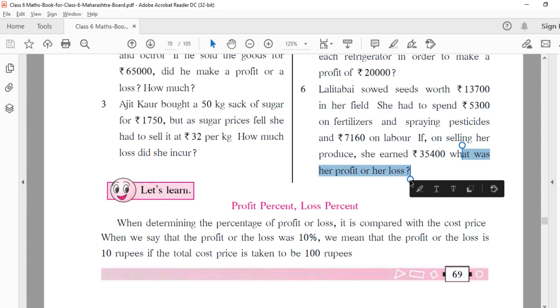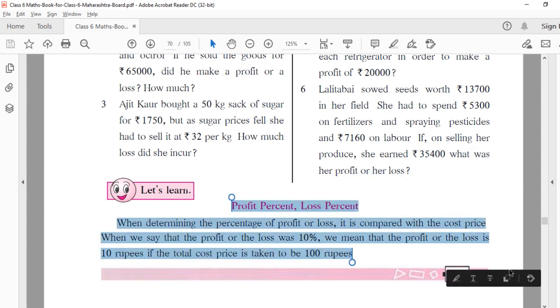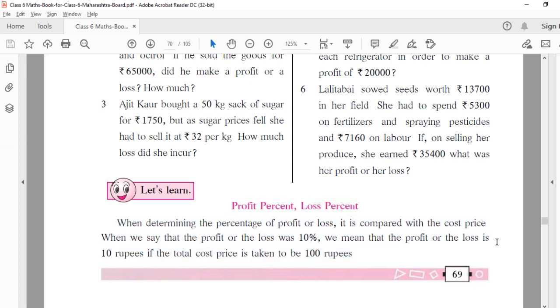That is the message I want to give, because in the next exercise what they are going to ask you is not only the amount of profit, but also the profit percentage or loss percentage. You can see over here, profit percentage or loss percentage, and this is more difficult than what we did till now.